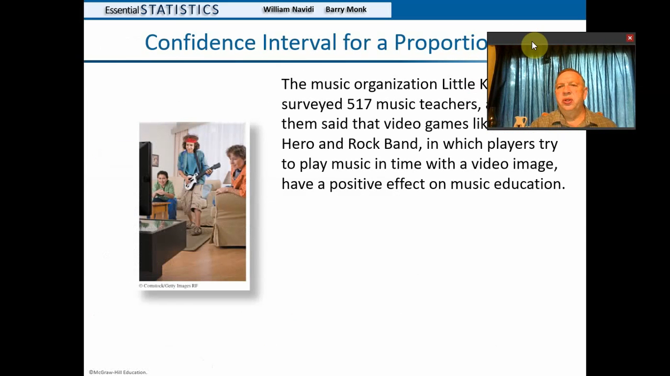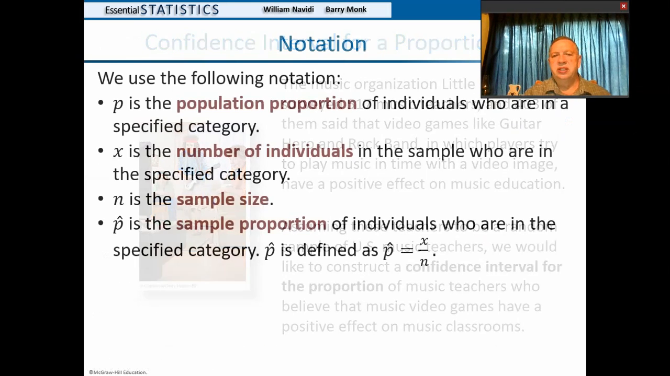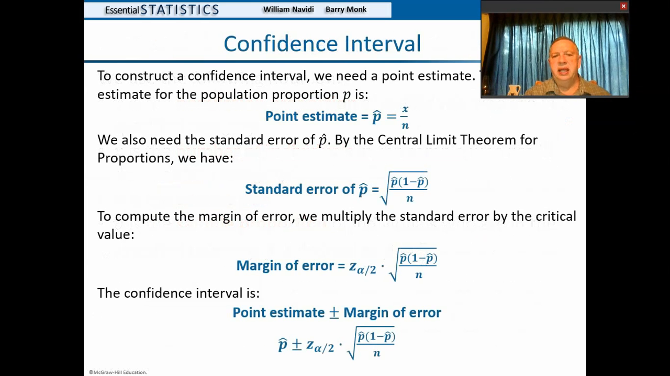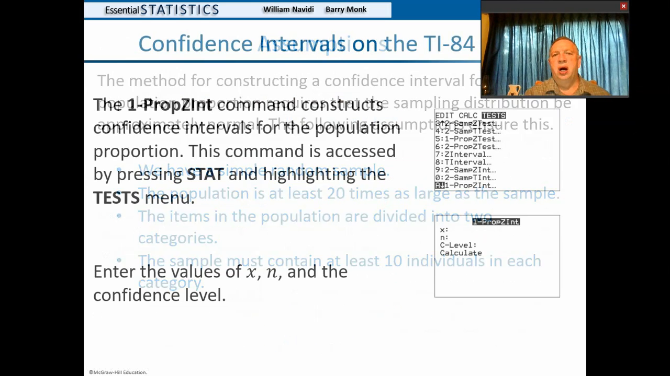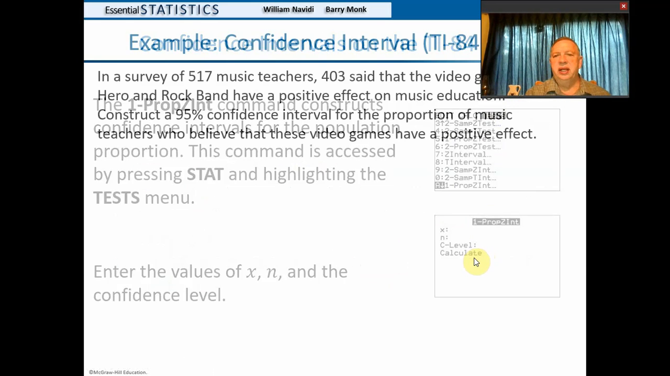We can also do this with a TI-84. It has built-in tests that we can run. I'll go over these real quick. This is the same problem, everything's the same, all the assumptions. But I'm just going to go into STAT, go into TESTS, go all the way down, and do the 1-PropZInt, proportion intervals using the Z for critical values. It will say enter the values of X, N, the C-level, and then calculate.